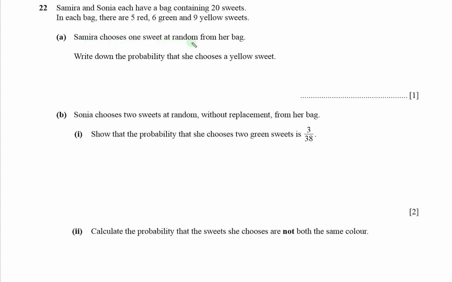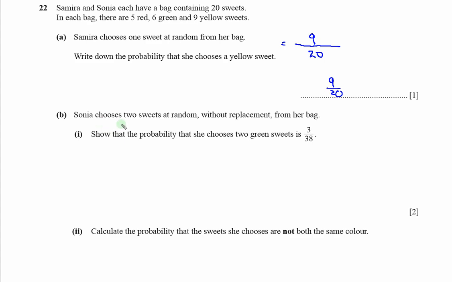Samira chooses one sweet at random from her bag. Find the probability she chooses the yellow one. This one is very straightforward. It's equal to, what's the total quantity in her bag? It is 20. Yellow, how many? It's 9. Okay, so this answer is 9 over 20.